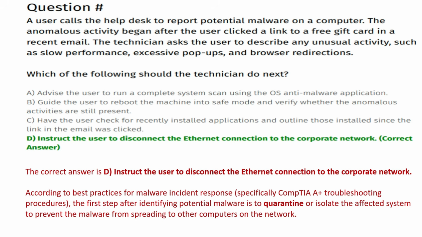So that's why the correct answer for this question is option D, instruct the user to disconnect the Ethernet connection to the corporate network. So let's check the explanation. According to the best practices for malware incident response, specifically CompTIA A+ troubleshooting procedures, the first step after identifying potential malware is to quarantine or isolate the affected system to prevent the malware from spreading to other computers on the network. So that's why the correct answer for this question is to instruct the user to disconnect the Ethernet connections to the corporate network.